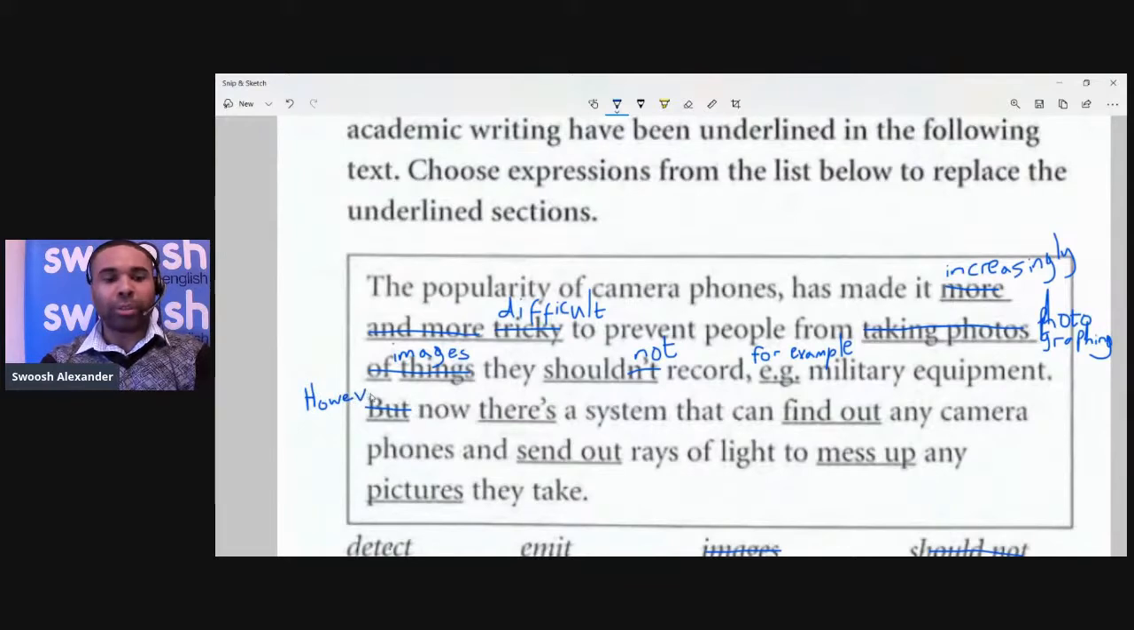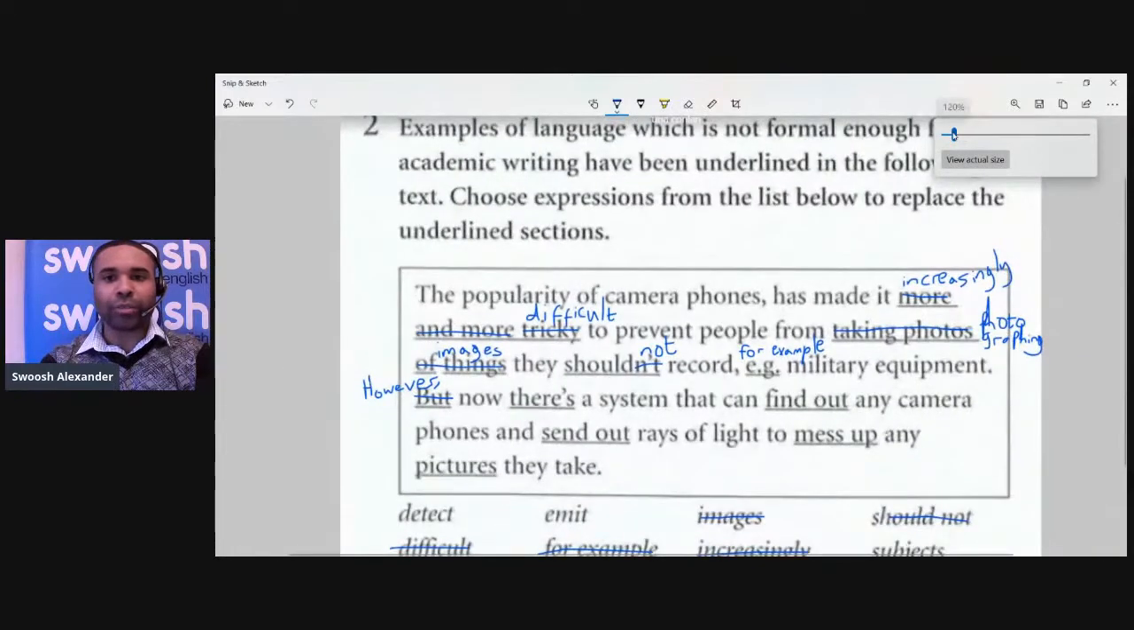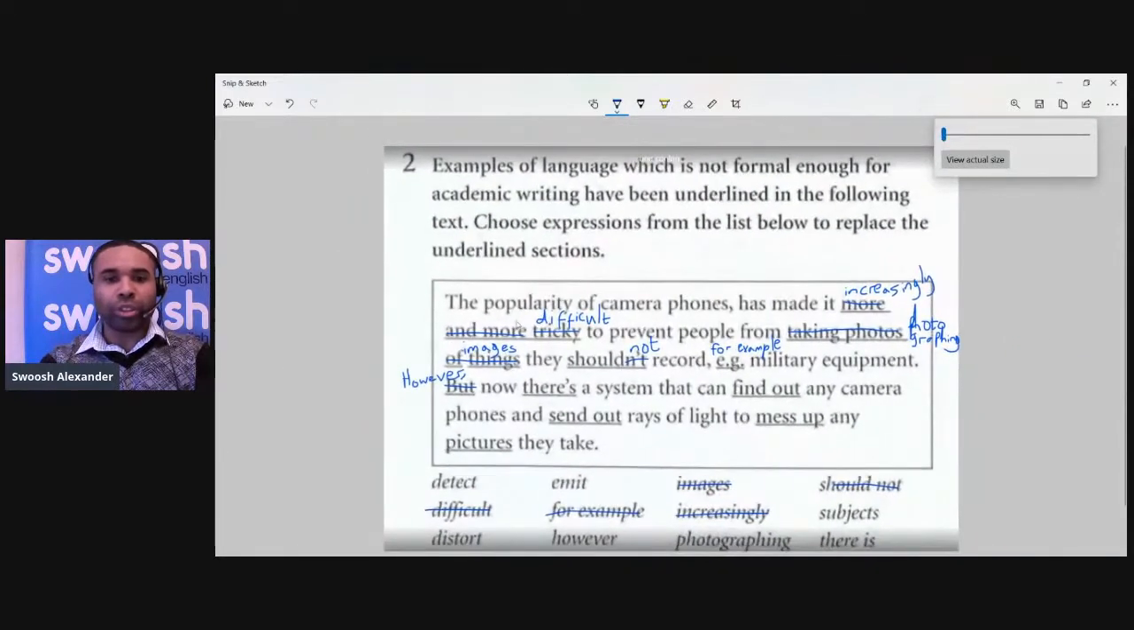And when we use however at the beginning of a sentence, it should be followed with a comma. So however, now there's, so again, we're using a contraction. We don't want to use contractions in formal writing. So rather than using there's, we would use there is.